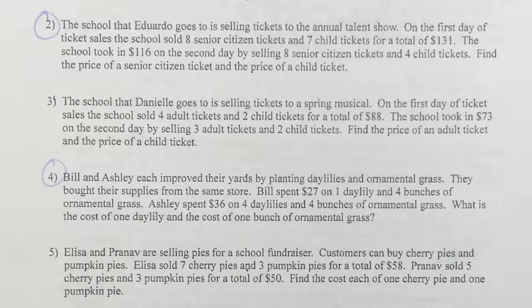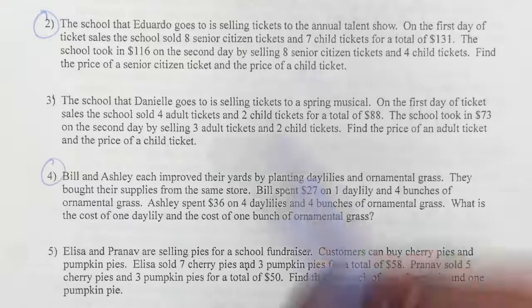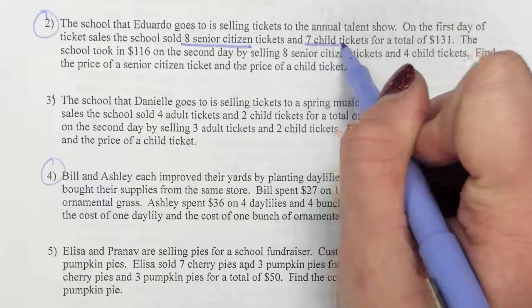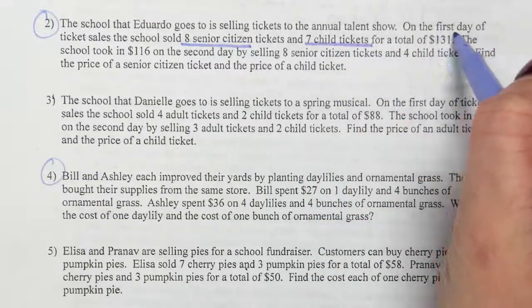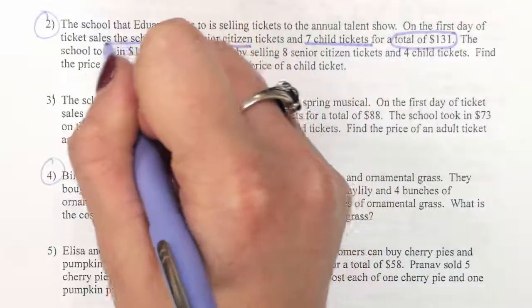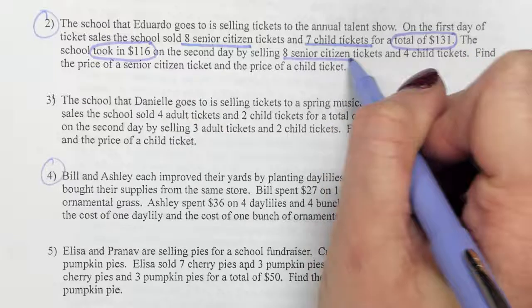Ethan, can you read me number 2, please? Thank you, sir. First day ticket sale: the school sold 8 senior citizen tickets and 17 child tickets for a total of $130. The school took $116 on the second day for 8 senior citizen tickets and 4 child tickets. Find the price of the senior citizen ticket and the price of the child ticket.